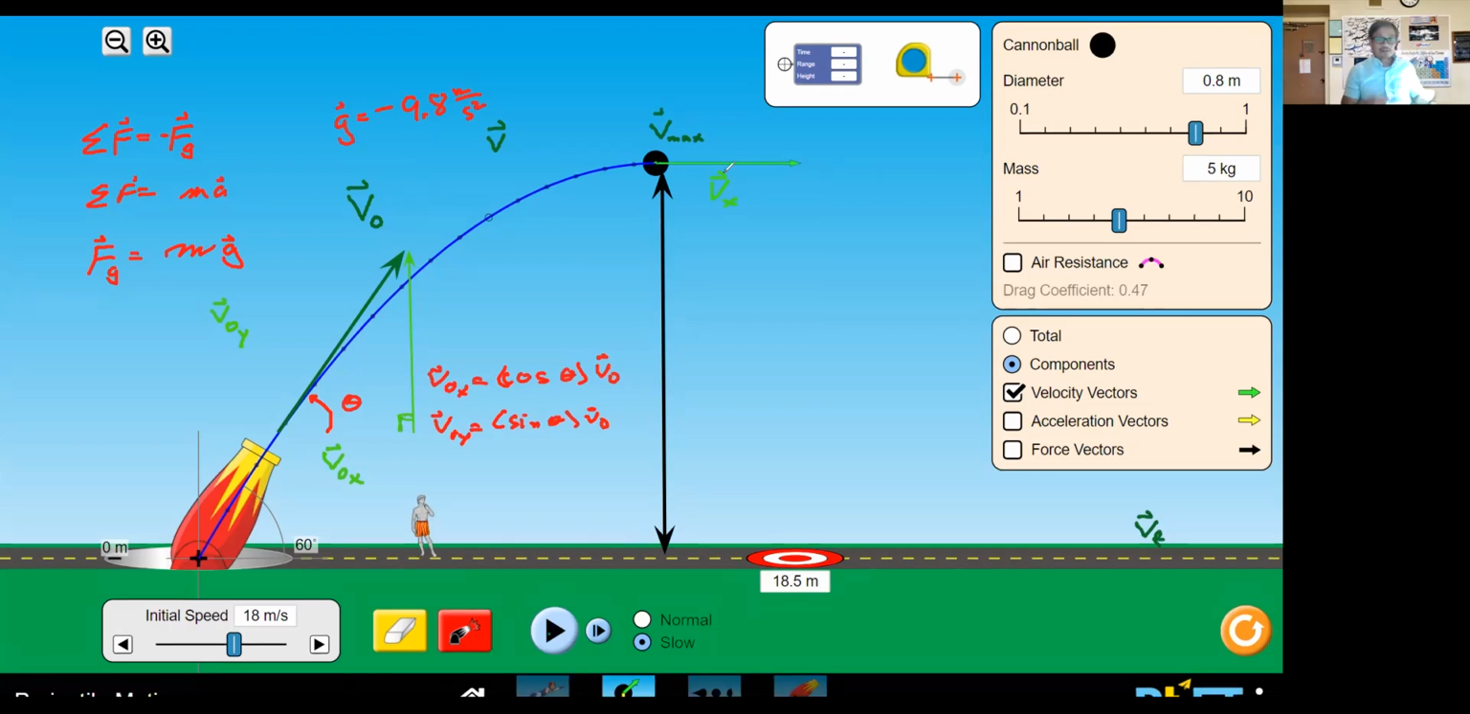Now, as you notice, as it moved up, and folks, you have access to this, so if you need to go back and play around with this a little more to see what I'm pointing out to you, please do so. This will help you understand projectile motion. At the very top, the x component never changed. And so the velocity here at the very top will be exactly the same as the x component of velocity that we solved for way down here.